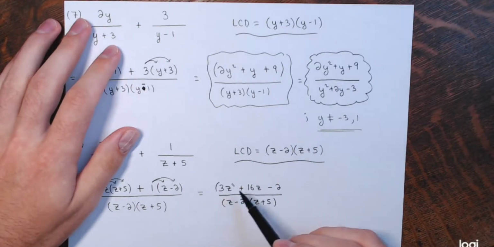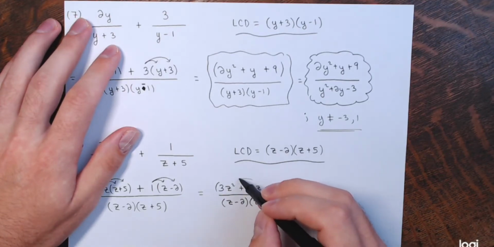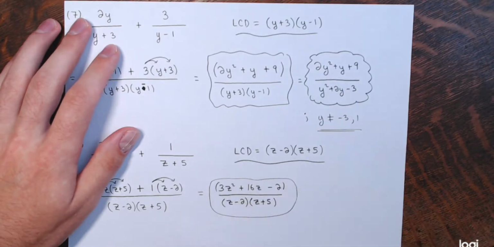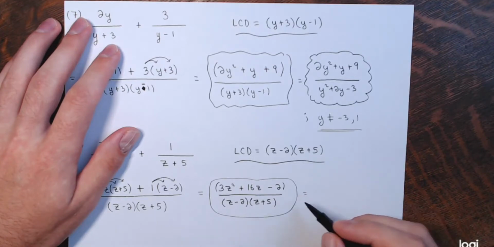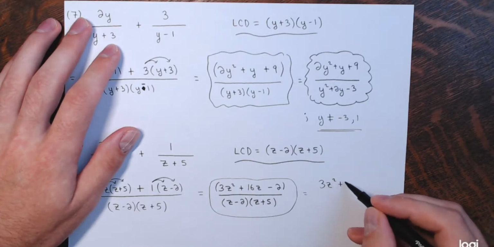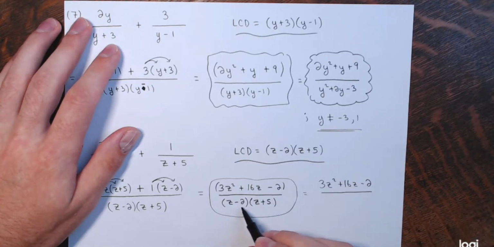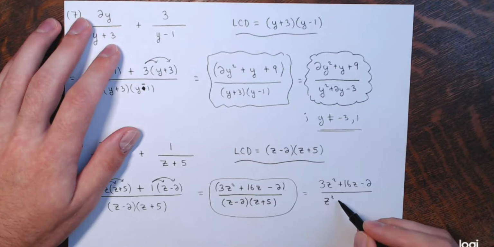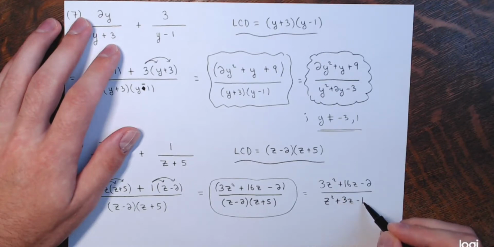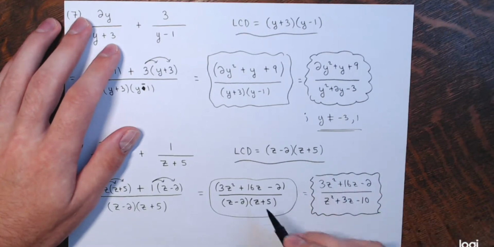That's its own factor. And I'm not seeing that 3z squared plus 16z minus 2 factor in the denominator. So that's it. Right, this is as simple as it gets. No common factors in the numerator and denominator. And once again, if you want, you could write it out where you multiply things out. The numerator would be 3z squared plus 16z minus 2, and the denominator, the LCD, would be z squared plus 3z minus 10. Totally valid answer. Same as the other one.